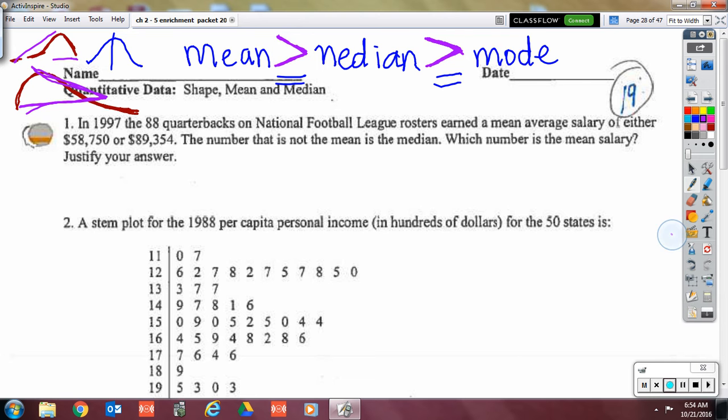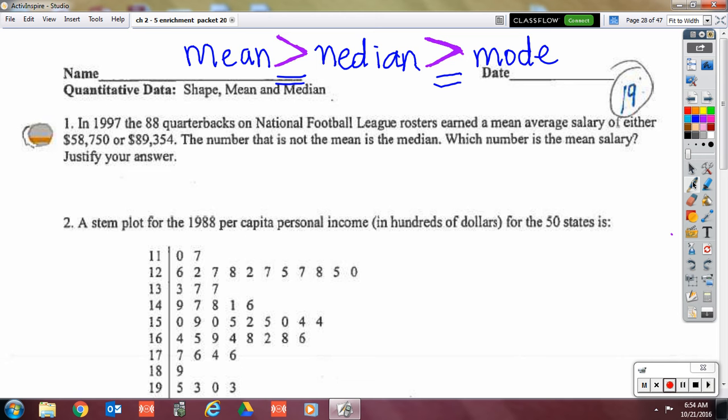So what we see here is in 1997 there were 88 quarterbacks on the National Football League roster, and they earned an average salary of either $58,750 or $89,354. So they're not telling you which one is the mean and which one is the median. We want to know if you can figure out which one is the mean and which one is the median. So this is based off of the skew of this distribution.